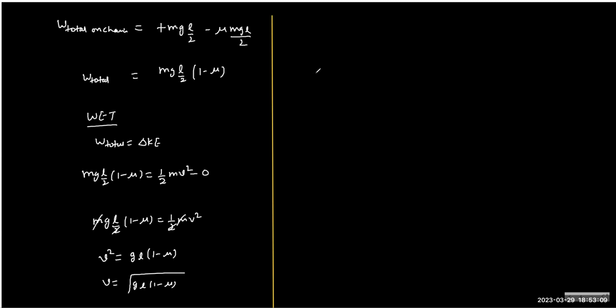Okay. So now we are done with the chain problem. So we can go to the next concept, or to say a problem. The same question can be asked in the reverse process. A chain is hanging off the table and someone is trying to pull it back.